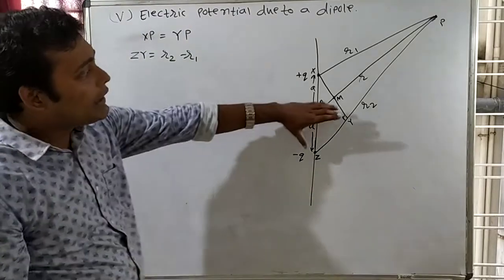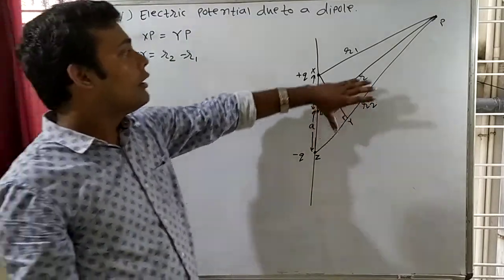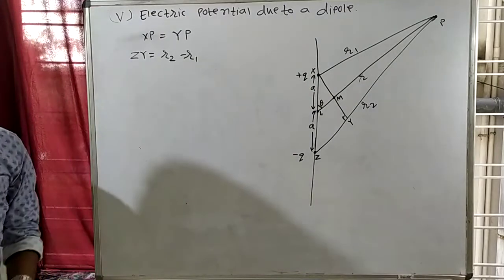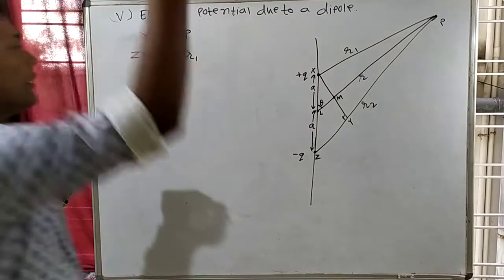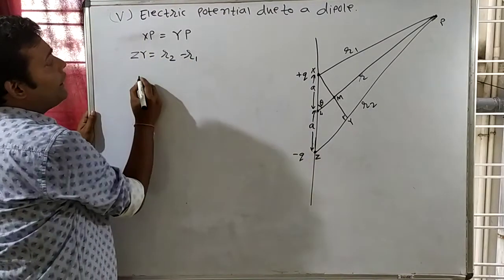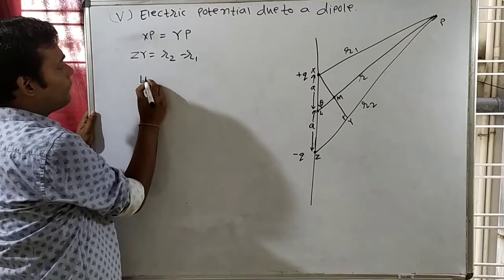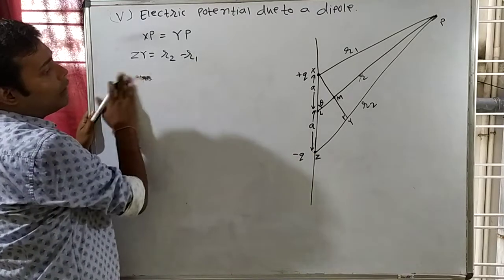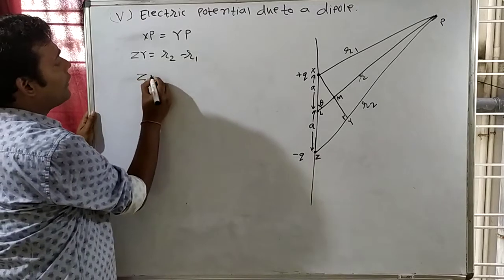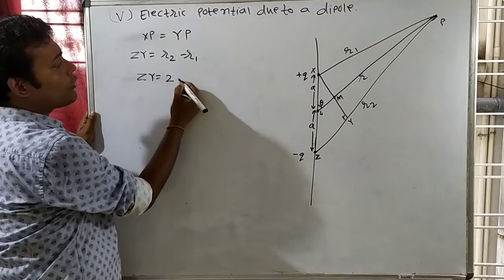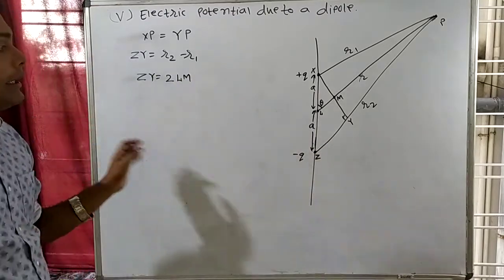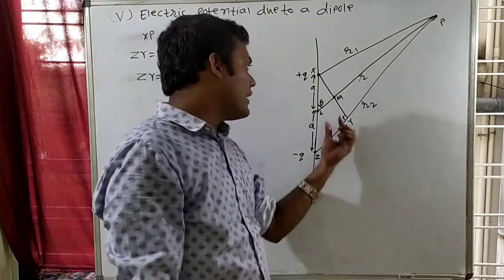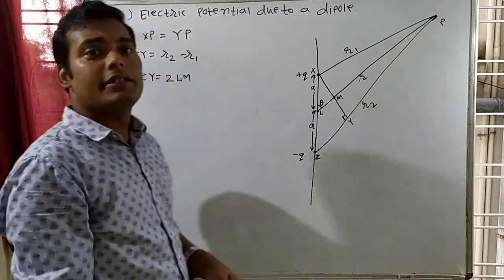Clear? How much more is ZY? So R2 minus R1. That will be ZY. Can we say ZY is equal to R2 minus R1? And what will be ZY? Try to understand this thing. Can we say that ZY is equal to twice of LM? From the figure see, ZY, this distance, is twice of this distance. Can we say this thing?